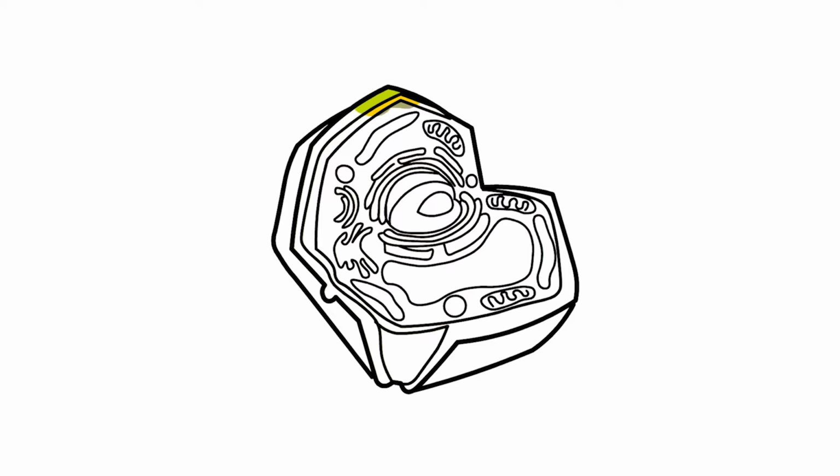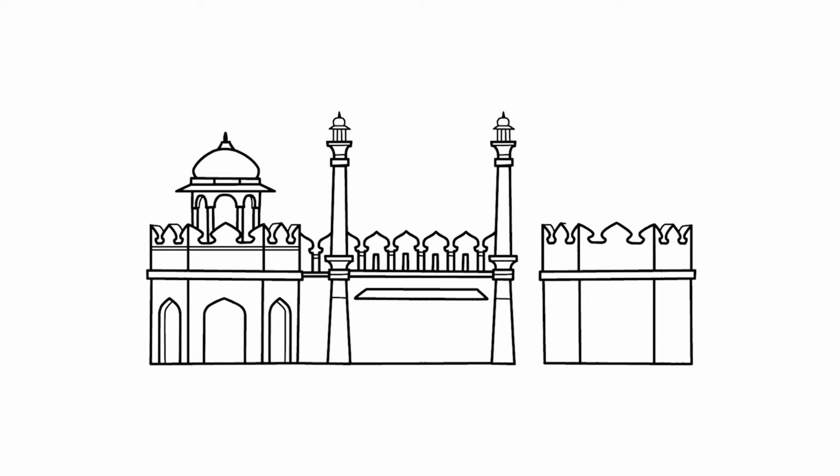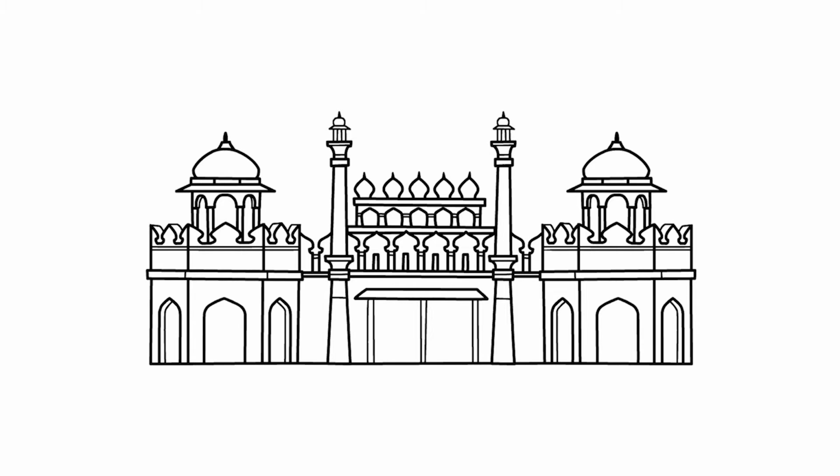In fact, the term cell was coined by Robert Hooke in 1665 because as he observed cork under a microscope, he observed that the structures looked like small compartments or rooms of a monastery.